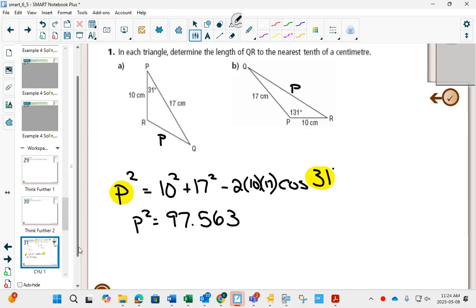I still haven't solved for p. What's the opposite of squaring? Square rooting. When you square root, I'm going to put this plus or minus here, because when you square root something, you always have to have plus or minus. However, what are we solving for? The length of a triangle. Can the length of the triangle be negative? So I'm going to write the plus or minus, and I'm going to put a line through it saying it's not needed.